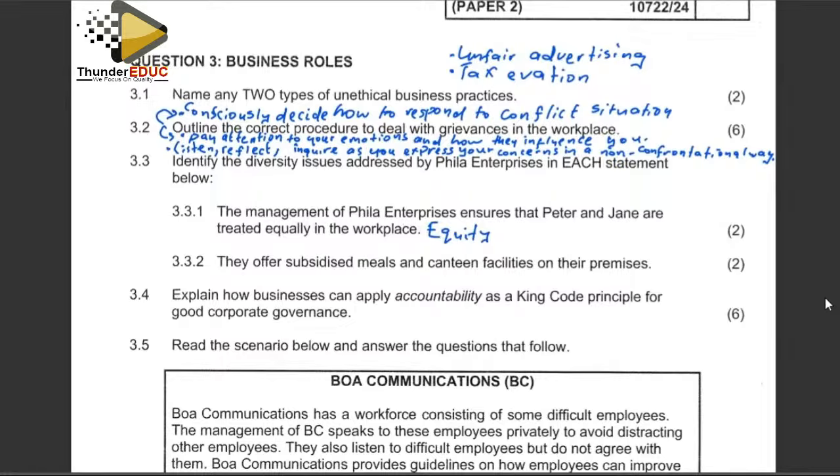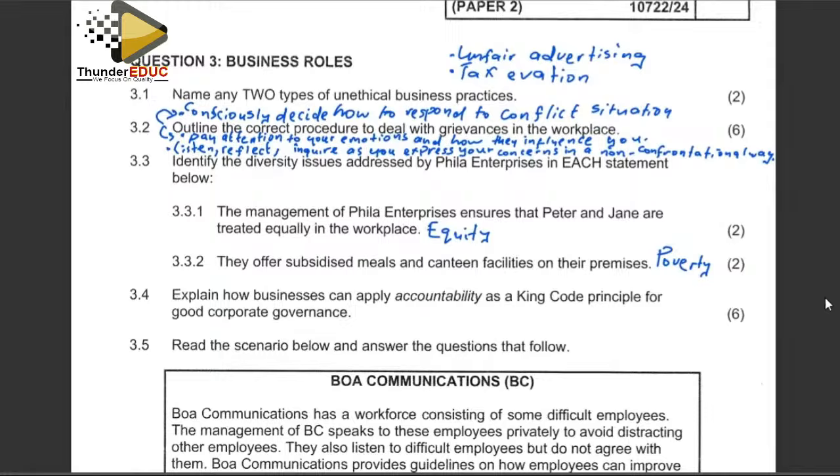So now let's check 3.3.2. It reads as follows. They offer subsidized meals and canteen facilities on their premises. So now this is nothing but poverty. Okay, right.